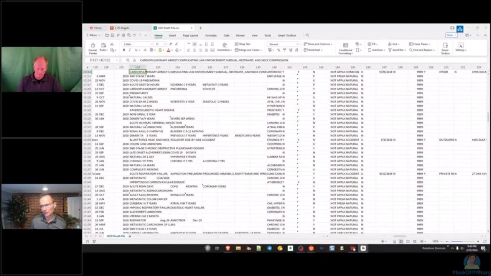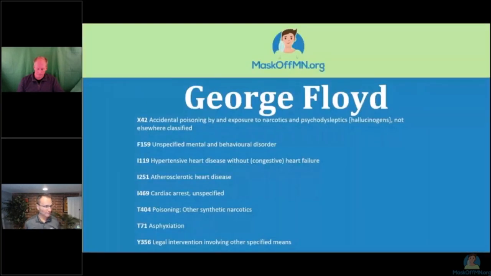Okay, so here are the ICD codes in English, so to speak. The number one code that's given in the spreadsheet here, the first code that's listed, is X42, which says accidental poisoning by and exposure to narcotics and psychedelics, hallucinogens, not elsewhere classified.